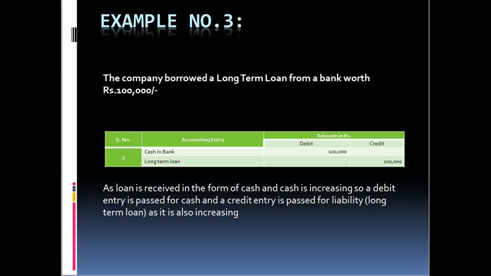Quite logical. Third example, the company borrowed a long-term loan of ₹100,000 from a bank. Now you receive the loan in the form of cash, and cash is increasing, so your asset is increasing. So it means that a debit entry for cash in bank is passed, and since you borrowed a loan, your liability is also increasing, so a credit entry for long-term loan is also passed. Let's move on towards the fourth example.